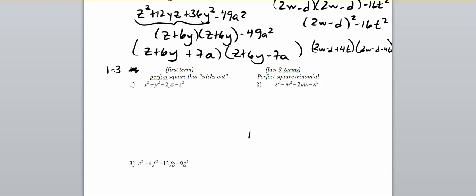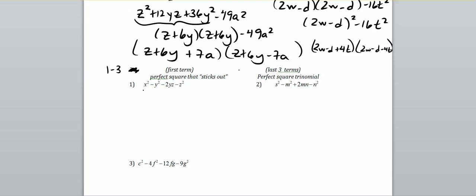This is a 1 3. The first term is the perfect square that sticks out, and the last 3 terms are the perfect square trinomial. A lot of this is going to be similar, but there's 2 steps that are really important in order to make sure you don't mess up the negative signs or the signs in general for your answer. So if I look here, I have 4 terms. I know it can't be a 2 2 because I have x's and y's over here and y's and z's. There's no way that I could get those 2 to match up.